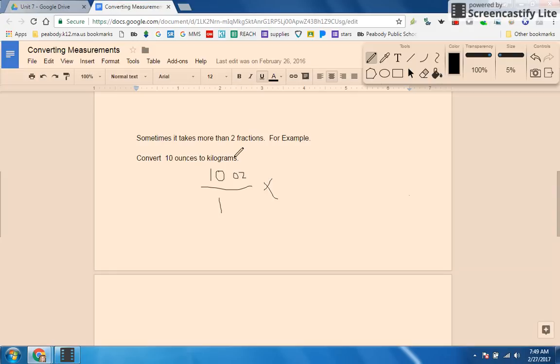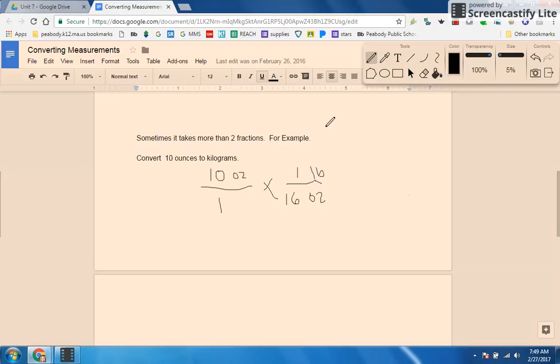Our goal is to make this into kilograms. Unfortunately, there is no conversion that goes from ounces straight to kilograms. So I'm actually looking on your chart right now that I gave you guys, and I can get ounces to pounds. So I'm going to do that first. Now, I want to get rid of ounces, so that's going to go on the bottom, and I'm going to put pounds on the top. Okay? Now, according to my chart, there are 16 ounces in 1 pound.